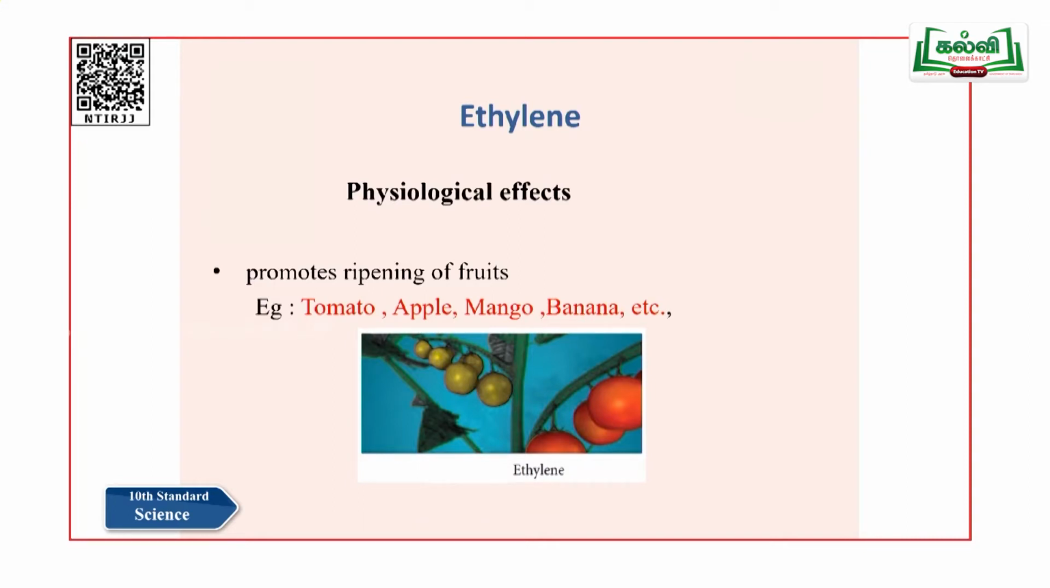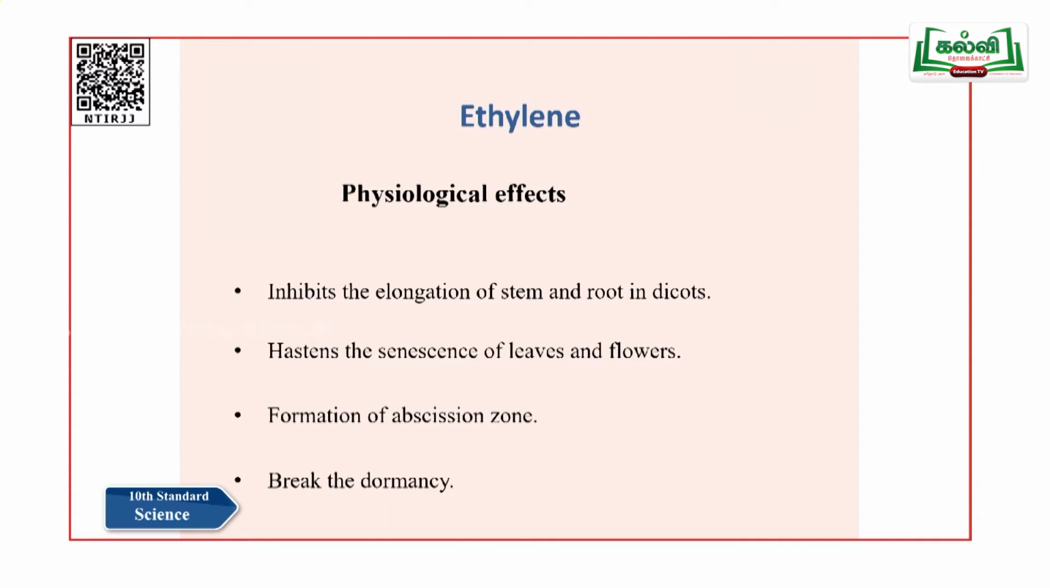And what are the physiological functions? The main important one is elongation of the stem and the root in the dicots. Elongation is a general effect; gibberellin also does the same kind of effect. It also hastens the senescence of the leaves and the flowers. So, what do you mean?